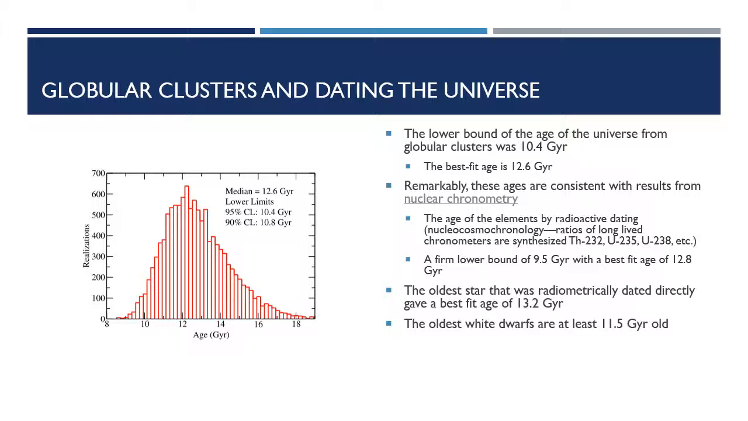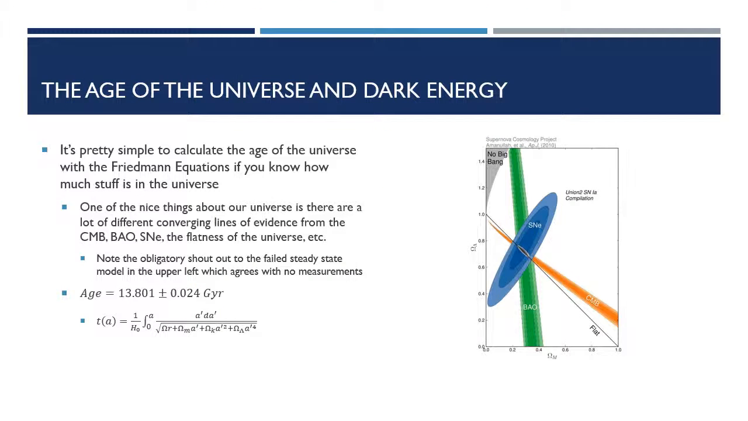And so this is a really important result, that we're measuring the ages of all of these things, and at one point they were older than the universe itself. But it turns out that with the advent of the discovery of this energy density to space, we can calculate the age of the universe really well. It's pretty simple. If you have the Friedmann equations, if you know how much stuff is in the universe, you can just calculate it.